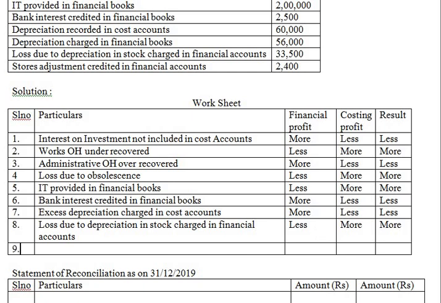Now, ninth. Stores adjustment credited in financial accounts. As it is credited, your result will be more, less, and less. Hope this problem, the worksheet, is clear to everyone. Now wherever your result is more, those transactions should be added to financial profit, and wherever it is less, that should be deducted from the financial profit.